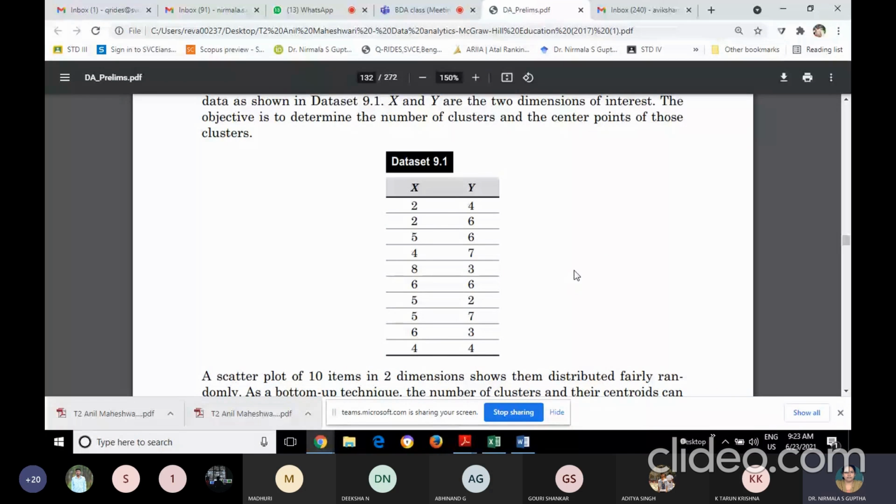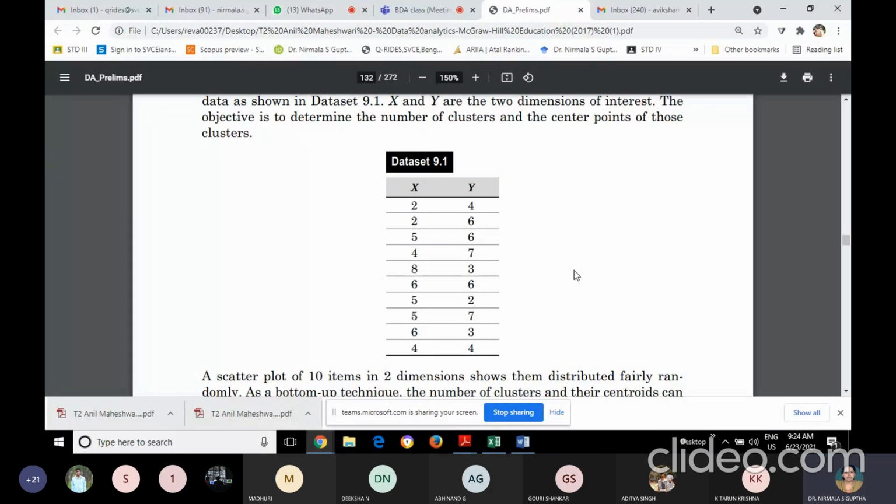Based upon that logic, we are trying to initially place all these data points with respect to one dimension, not the second dimension. So we will first concentrate on the first dimension. See only the first column values with respect to the x dimension: 2, 2, 5, 4, 8, 6, 5, 5, 6, 4. Correct? So all the points are distributed randomly.